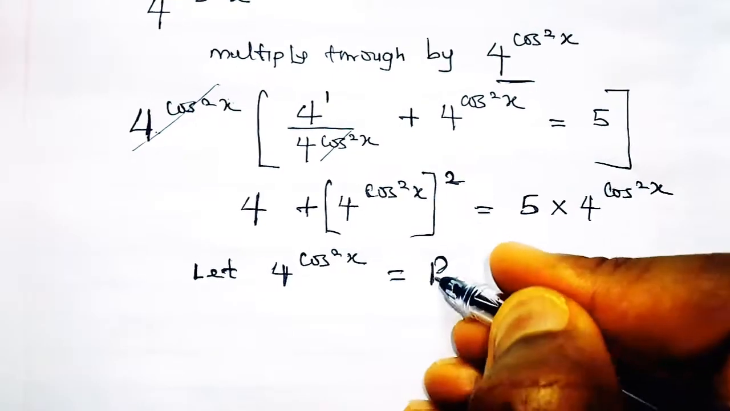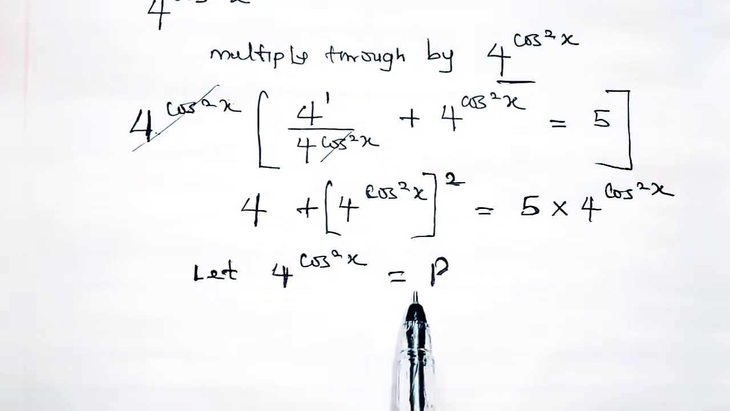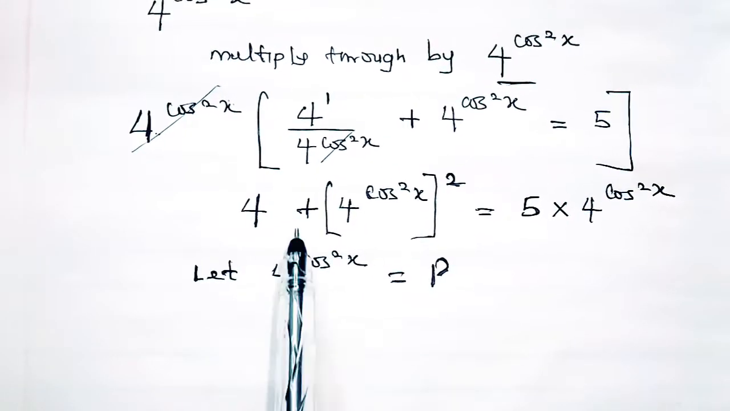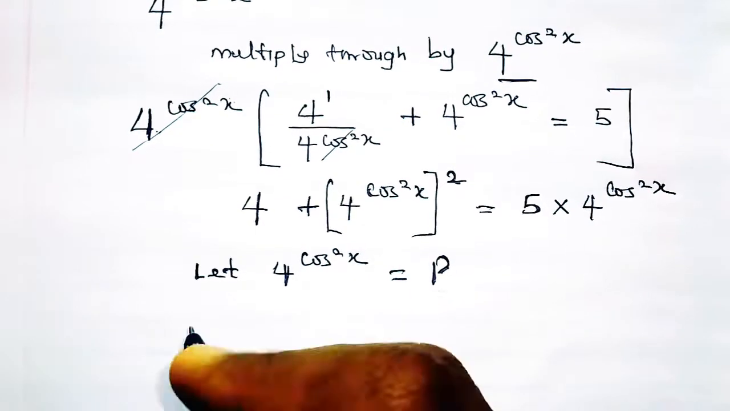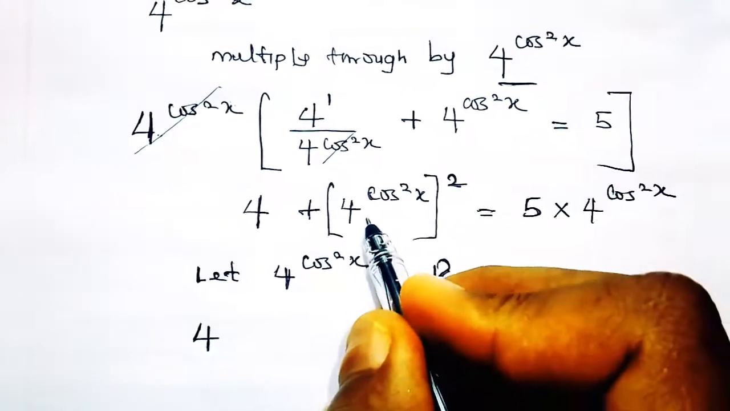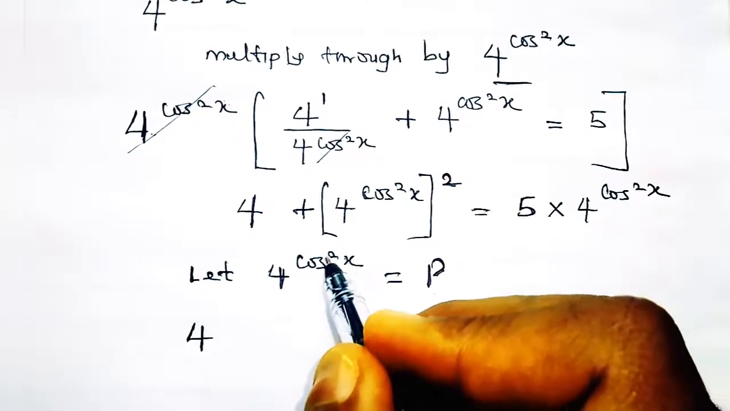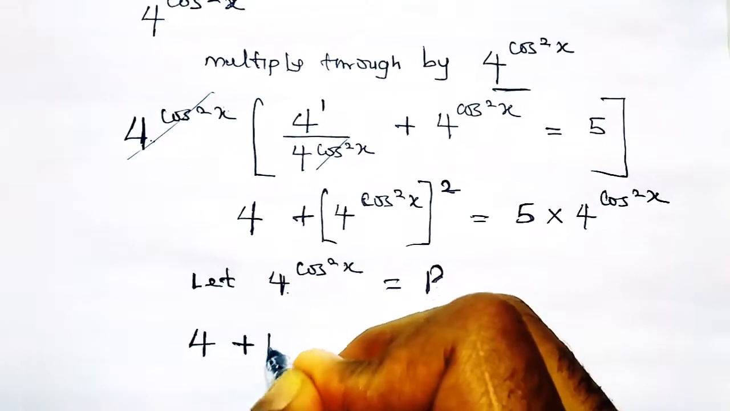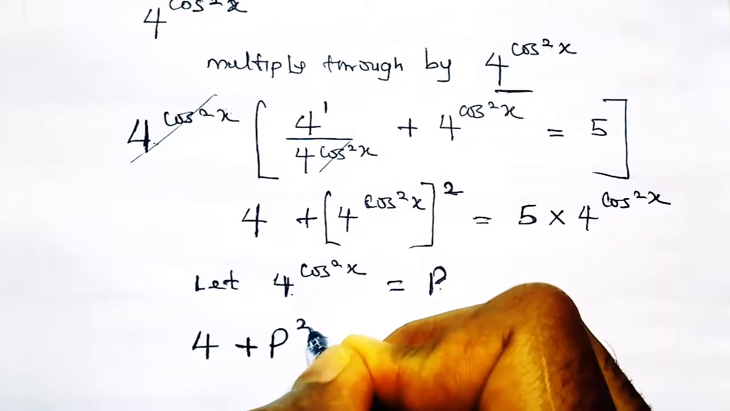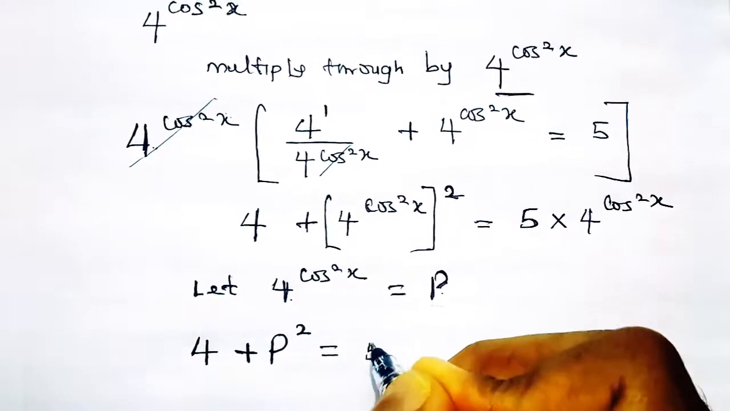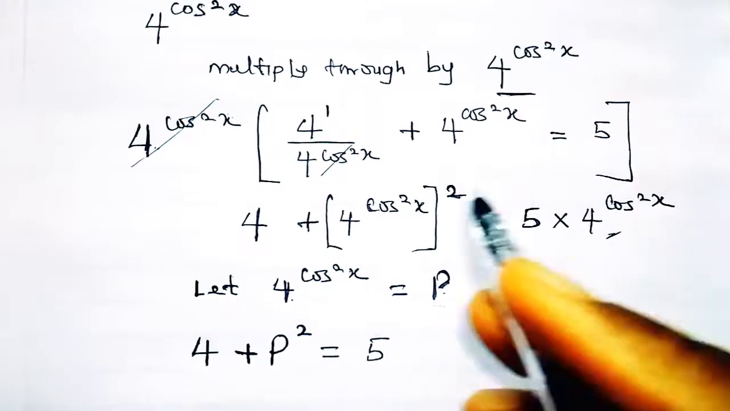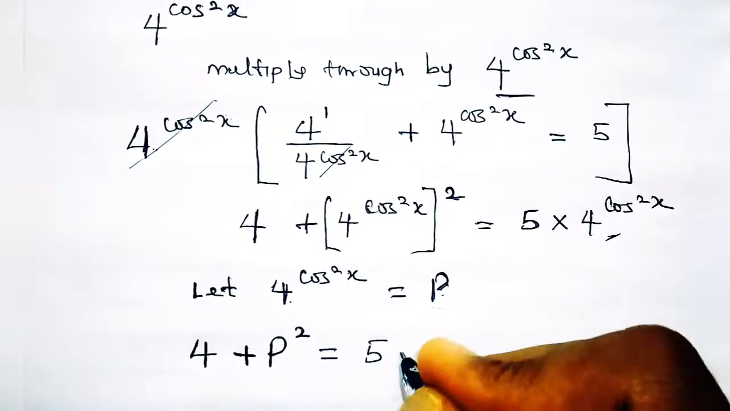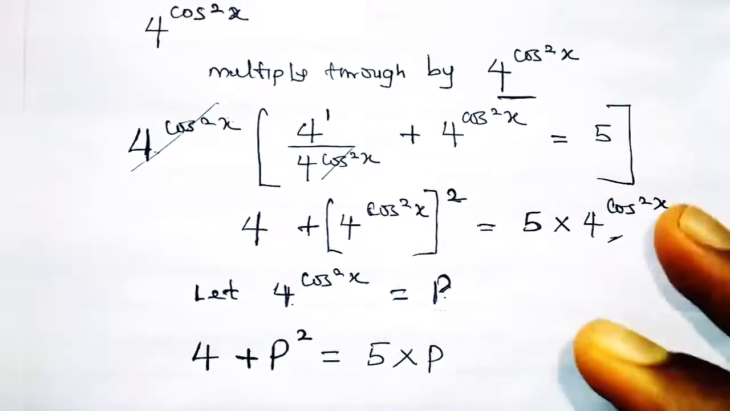Let 4 cos square x be equal to p. I'm going to be substituting p, and when I say 4 cos square x, I'm going to put p. So this is 4. Here we're having 4 cos square x raised to the power 2. So like I said, when I see 4 cos square x, I'm going to put p. So this is plus p raised to the power 2 equals 5. Now here is also 4 cos square x, so I'm going to substitute p. So times p.